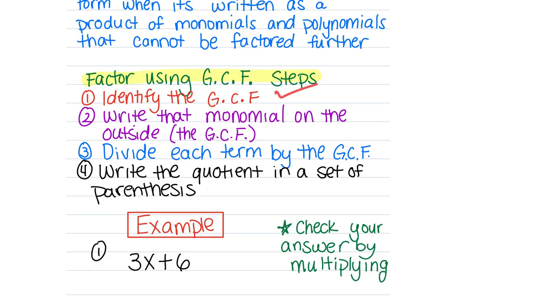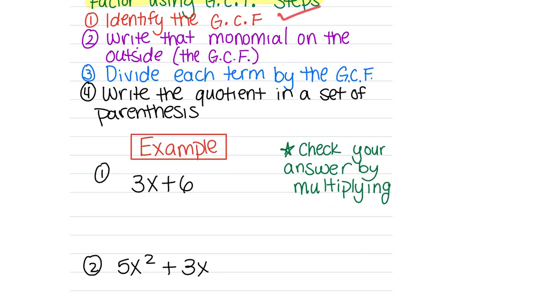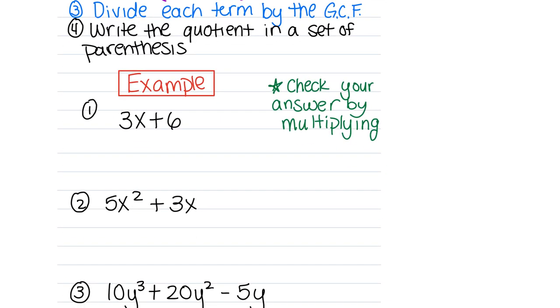Step 2 says you're going to take that GCF and write it on the outside of parentheses. Then you're going to divide each term by whatever that GCF is, and write your final quotient in parentheses, which I'm going to show you as we go through questions. So my first example, number 1, is 3x plus 6.